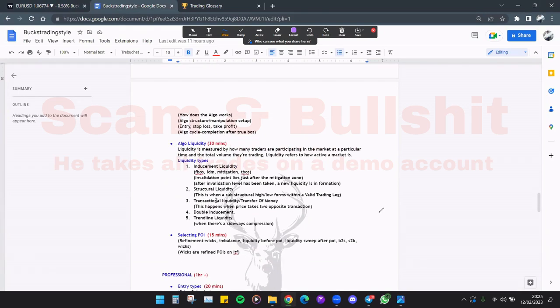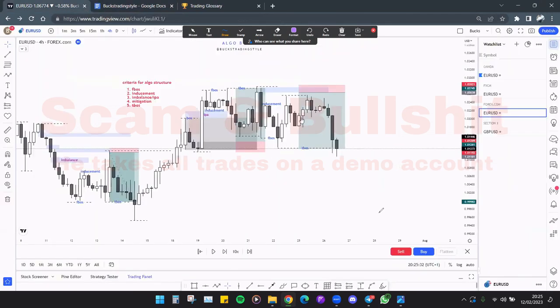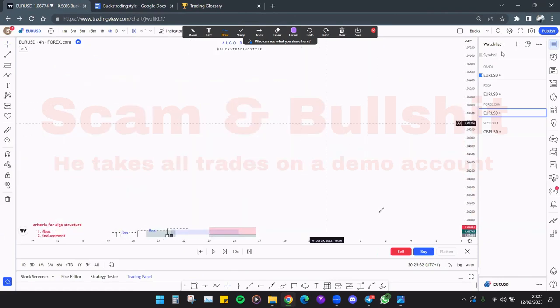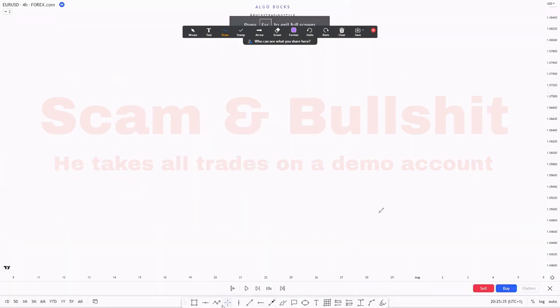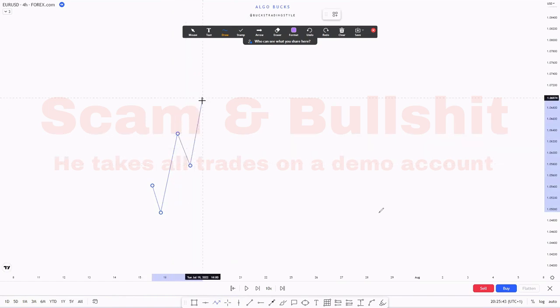Now let's look at the next type of liquidity, which is the structural liquidity. Structural liquidity happens when a structural low, a sub-structural low or high, forms within a range. Now, remember how we used to mark external and internal structural points, where we have this.